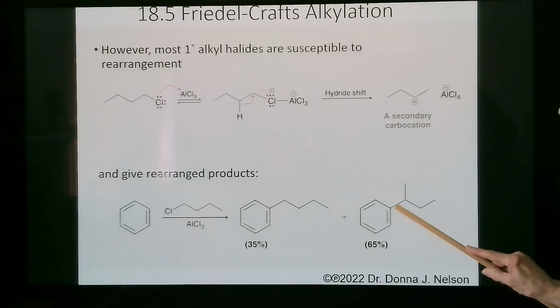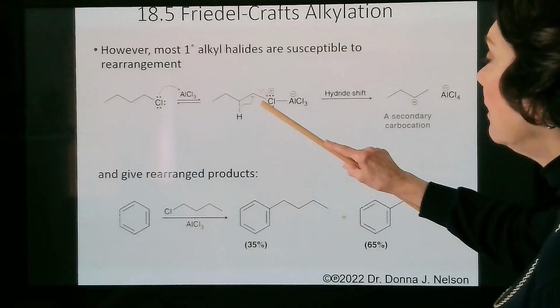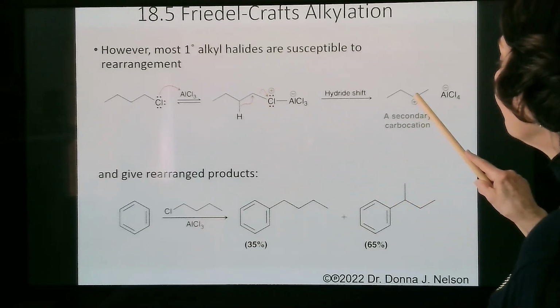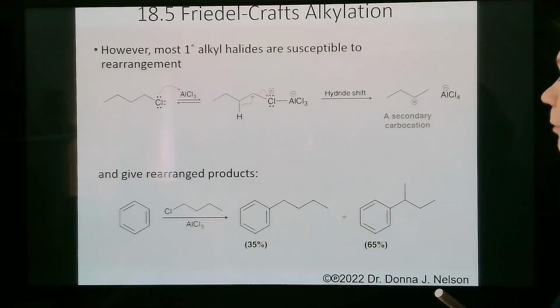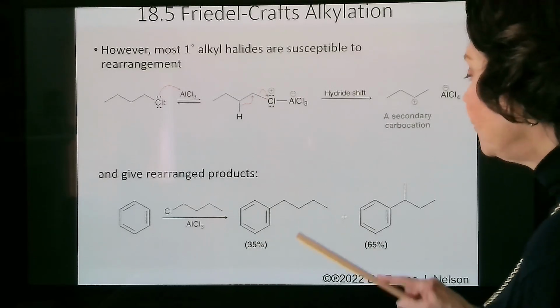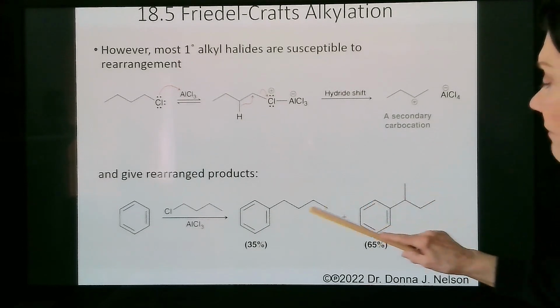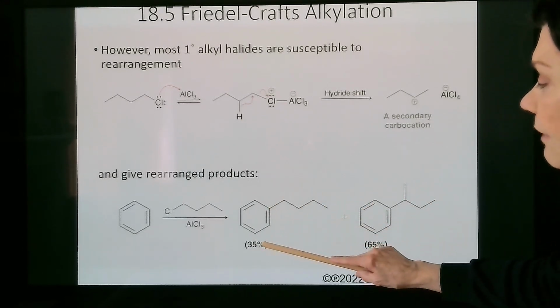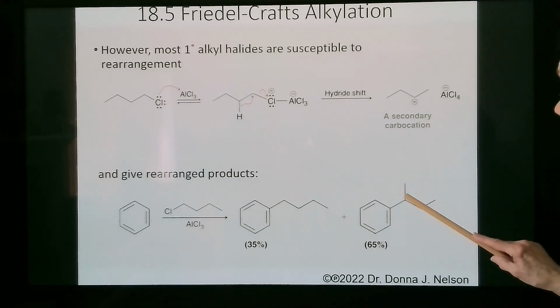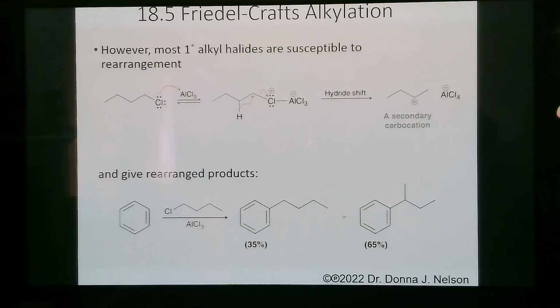You may have the secondary alkyl group because the primary carbocation that is formed rearranges to the secondary carbocation. And so this is evidence of that taking place, the fact that you have the primary alkyl group as 35% of the product and the secondary alkyl group is 65% of the product.